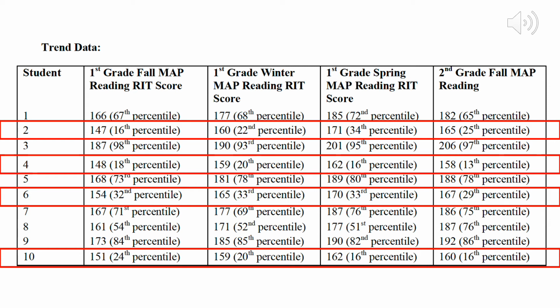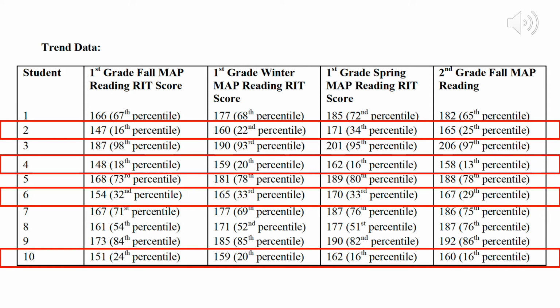Look at student number 4. You can see across 18th percentile, 20th, 16th, and 13th. Student 6, the 32nd, 33rd, 33rd, and 29th, and student 10, the 24th percentile, 20th, 16th, and 16th.